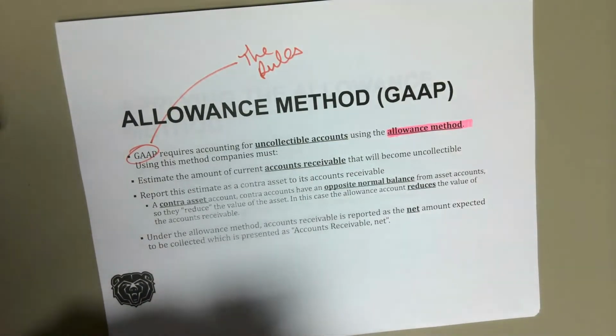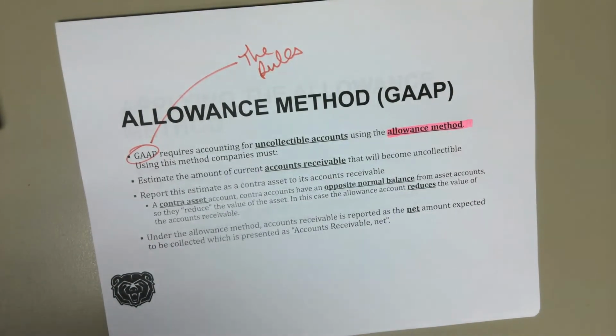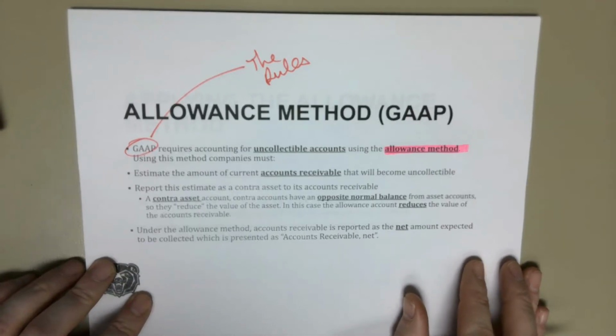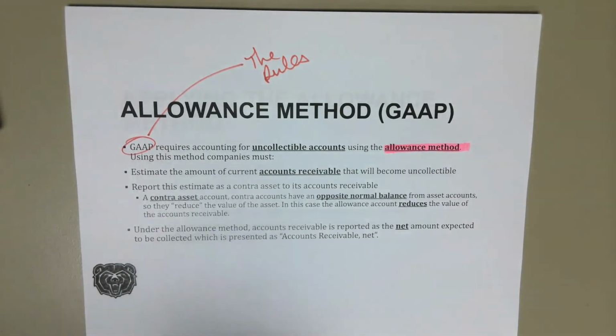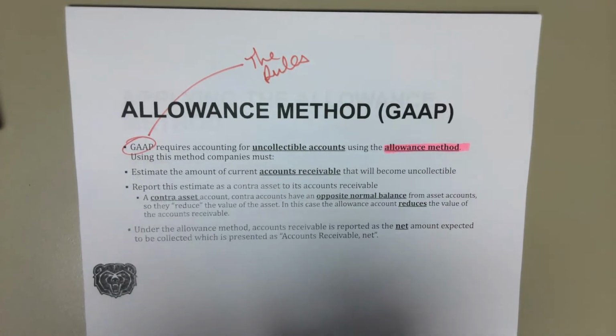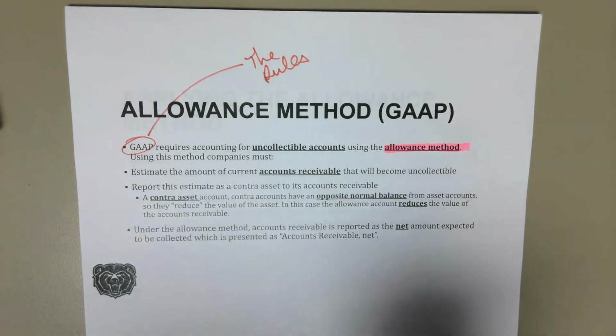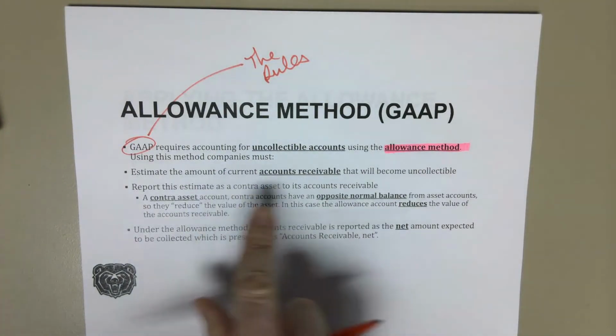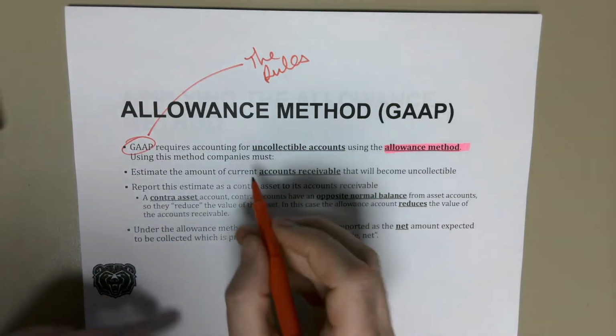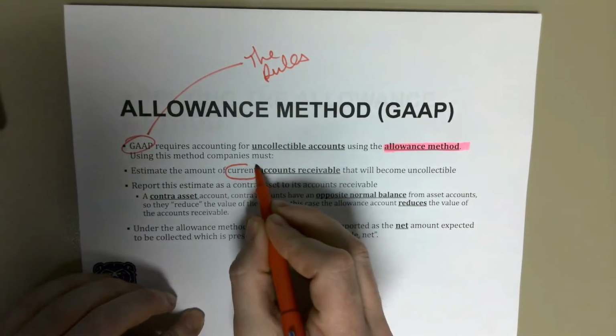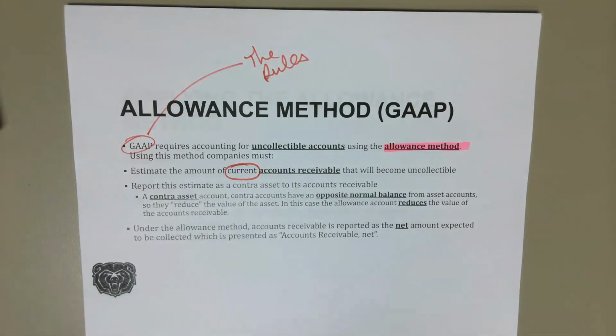Now, this can be somewhat confusing if you do not pay close attention, and if you're not really grasping this concept, it's okay. It happens. It takes a little bit of time to wrap your mind around this one. This can be a little bit of a confusing subject. But what we're required to do is use the allowance method. And when we use that allowance method, we have to do the following things. We estimate an amount of our current, and this is an extremely important word right here, current AR that we believe will become uncollectible.